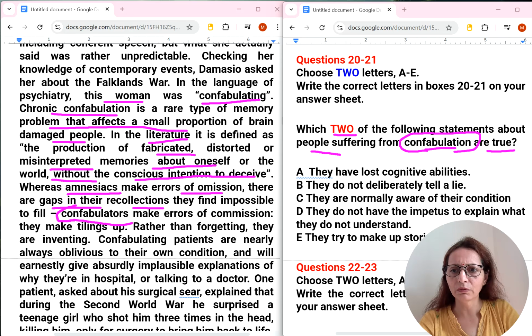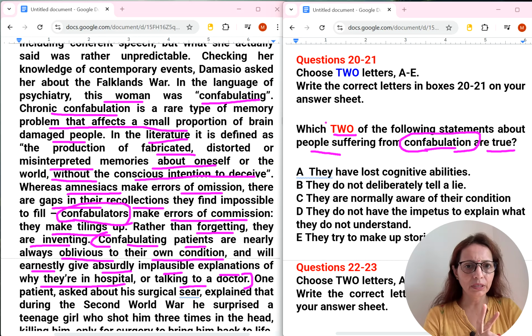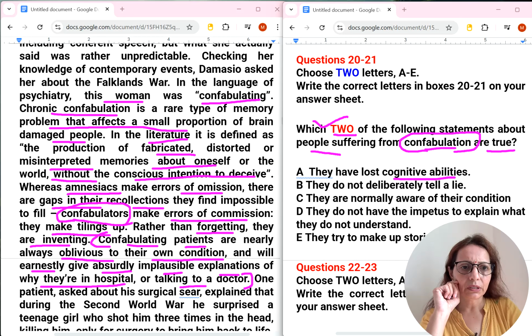This is the word. Now we have got the exact location. They make errors of commission, they make tall tales rather than forgetting, they are inventing. Confabulating patients, okay, are nearly always oblivious to their own condition, and will earnestly give absurdly implausible explanations of why they are in hospital or talking to a doctor. Okay, now from here to here is the proper location of the question statement. Confabulating patients means people suffering from confabulation. So they have lost cognitive abilities.